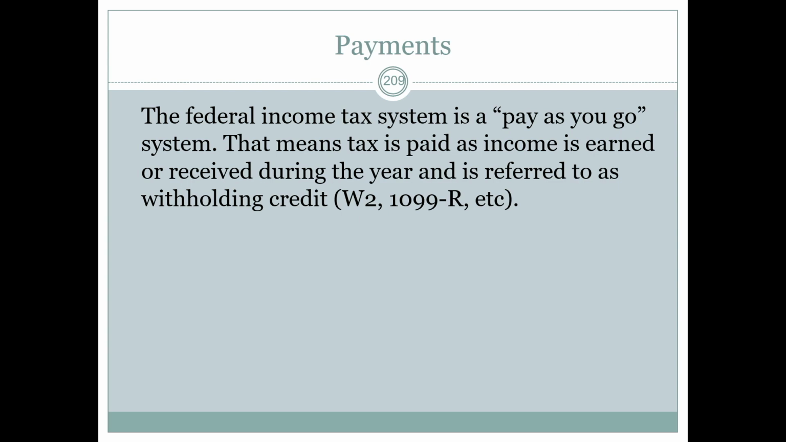Now we're going to talk about payments. The federal income tax system is a pay-as-you-go system. That means tax is paid as income is earned or received during the year and is referred to as withholding credits. You'll find this on the W-2 or the 1099-R. This information is automatically picked up because you've entered information from the W-2 into TaxSlayer.